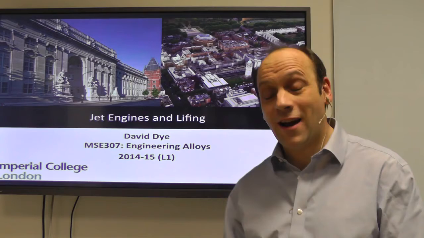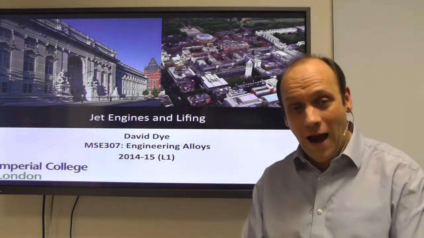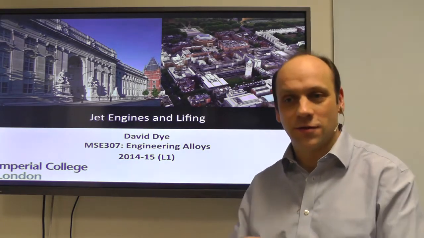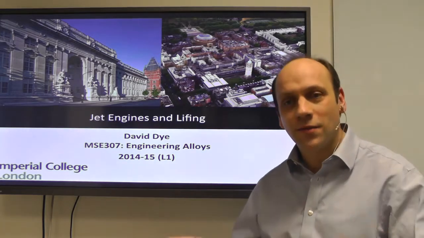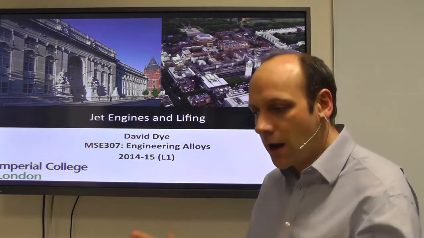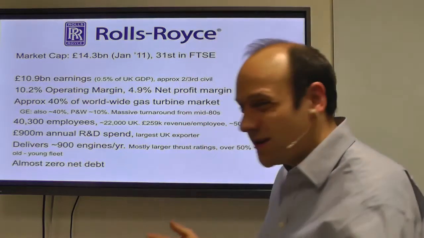Then we'll talk a little bit about how we life components that have some pre-existing assumed defect distribution in them, be they casting inclusions or ceramic inclusions or whatever it is, some defect distribution that we assume in calculating a lifetime. Why do we do this?